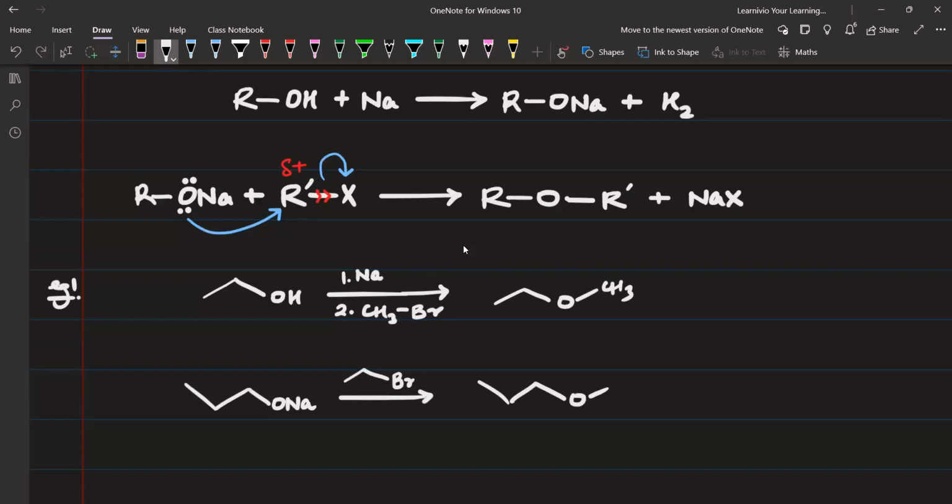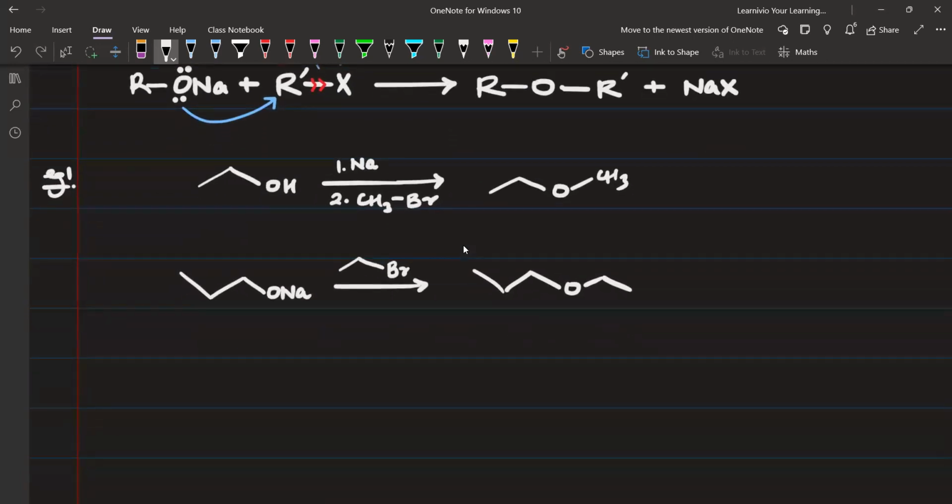Oxygen, and then here you will attach whatever alkyl group is on the haloalkane. So haloalkane में कौन सा alkyl group है, two carbon atoms का, so one carbon atom and then two carbon atoms, right? Similarly you can have something like this also.